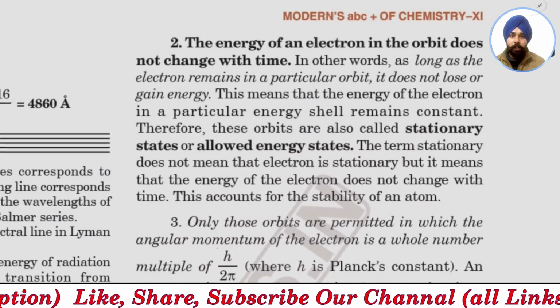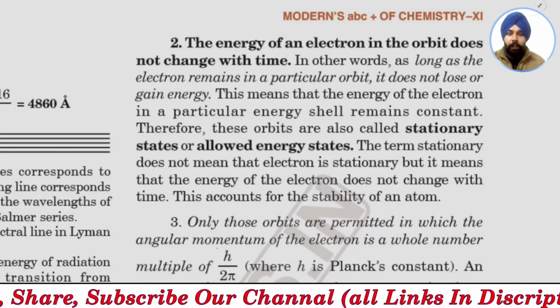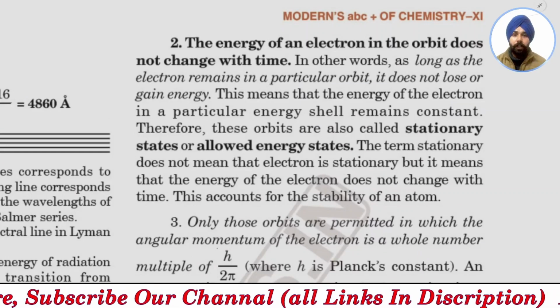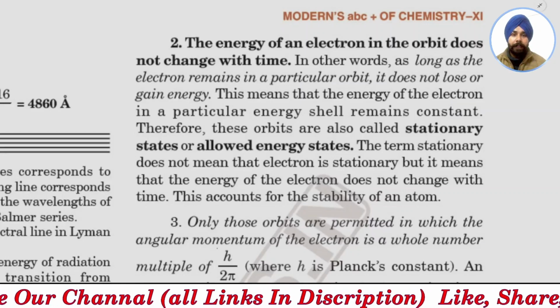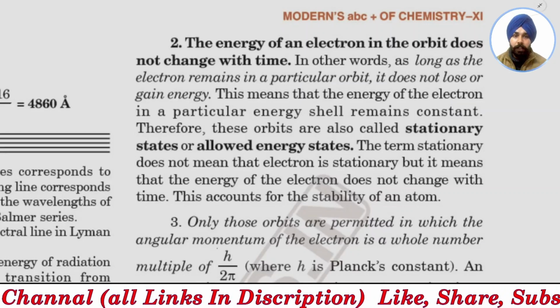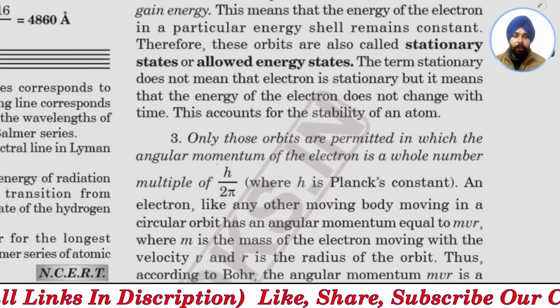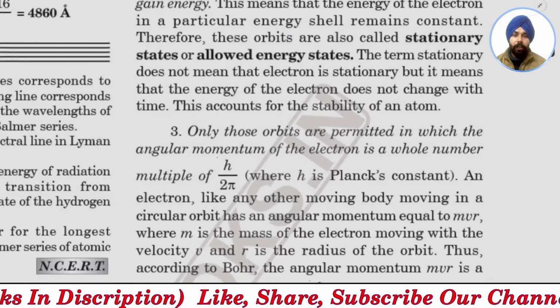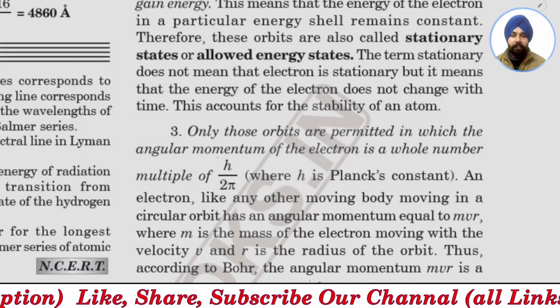Second, the energy of an electron in the orbit does not change with time. In other words, as long as the electron remains in the particular orbit, it does not lose or gain energy. Only those orbits are permitted in which the angular momentum of the electron is a whole number multiple of h by 2 pi, where h is Planck's constant.